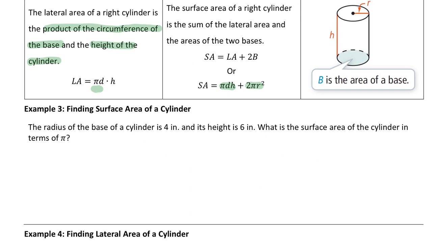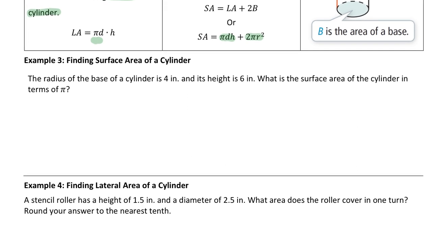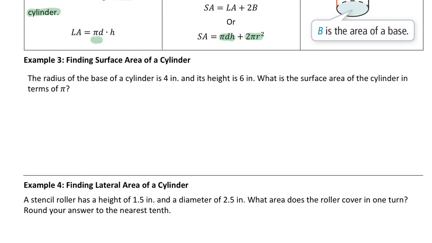So in example 3, finding the surface area of a cylinder. I'm going to keep that formula visible up there. It says the radius of the base of a cylinder is 4 inches. Its height is 6 inches. What is the surface area of the cylinder in terms of pi? So we're finding the total surface area.